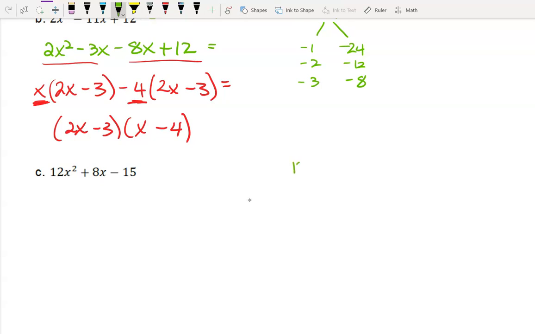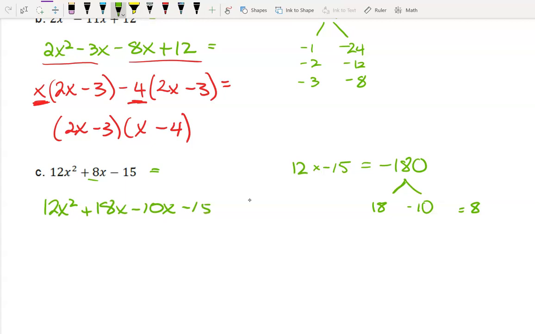Your first step is to say 12 times negative 15. That's negative 180. And I want two numbers that multiply to negative 180 and add up to 8. So I want it to add up to 8x. Well, can you see that's going to be 18 and 10? 10 is negative. Okay, so I'm going to write it as 12x squared plus 18x minus 10x minus 15.